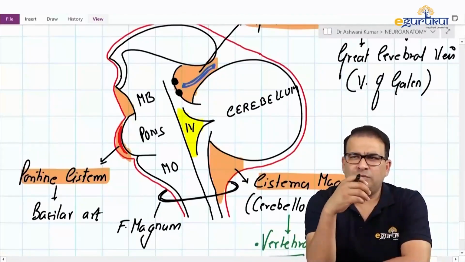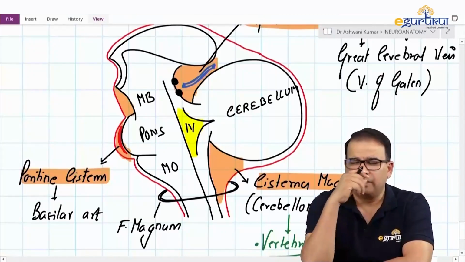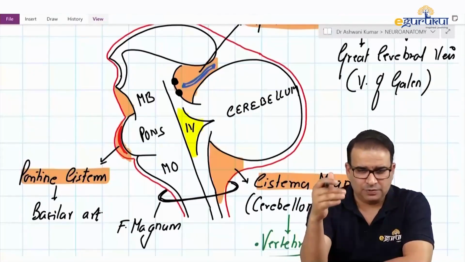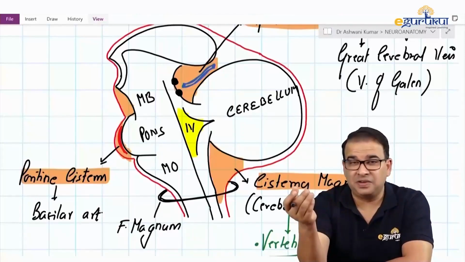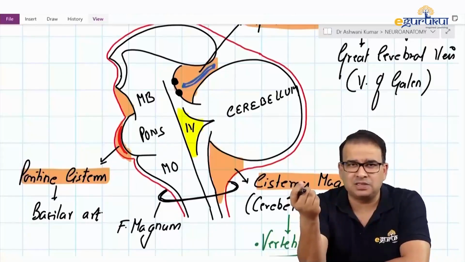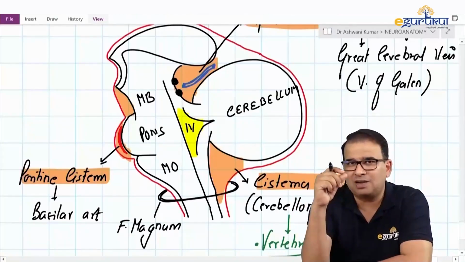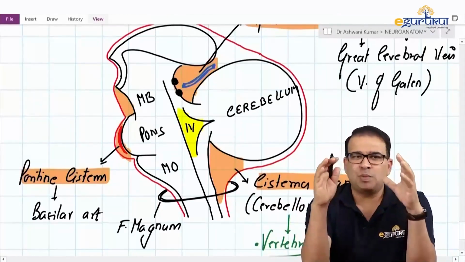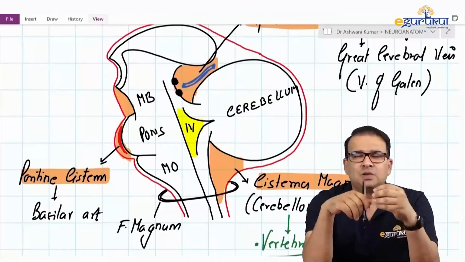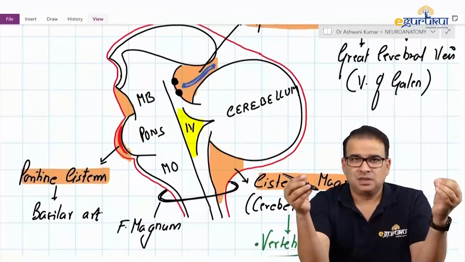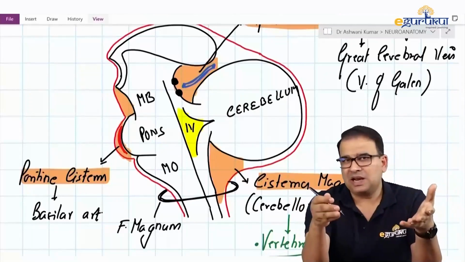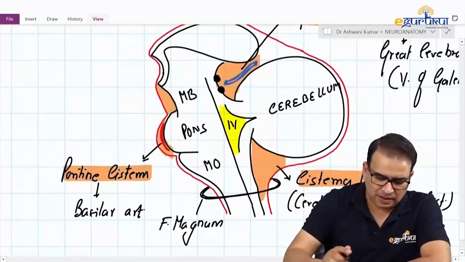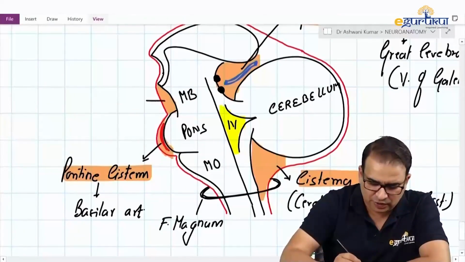Now obviously, we have branches of the basilar artery, like the superior cerebellar artery, the anterior inferior cerebellar artery, and direct pontine branches. So obviously the initial part of those arteries will also be seen in that cistern, and then they move outward. But you've got to remember the major content here. The basilar artery is there, so obviously the beginning of the branches of the basilar artery will also be there in the pontine cistern.